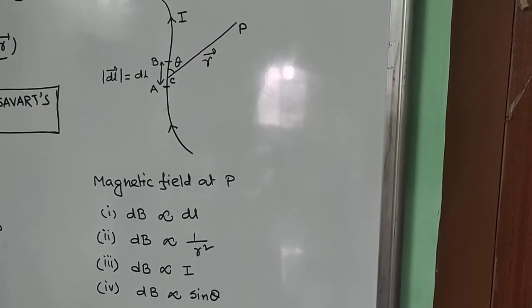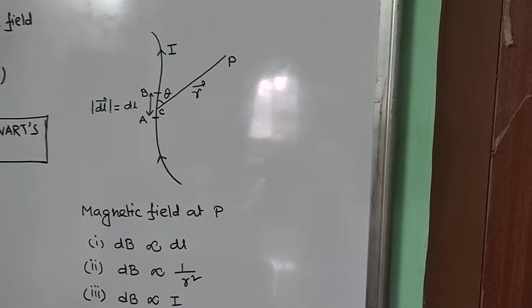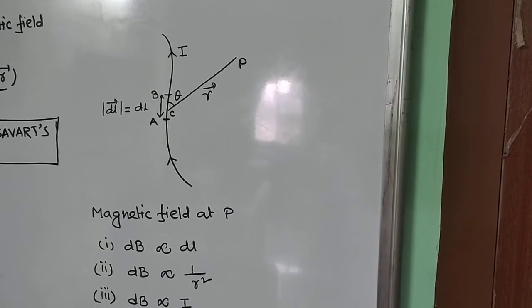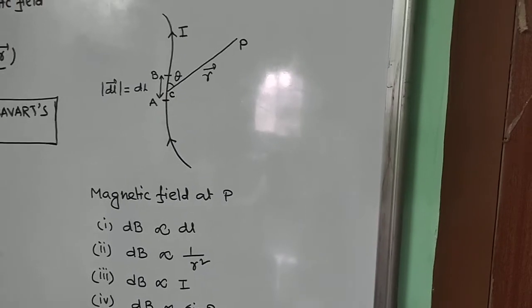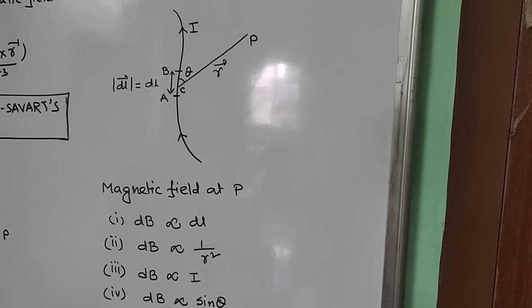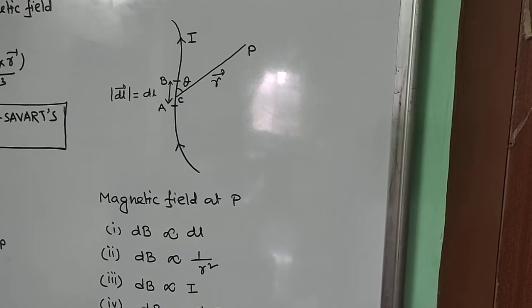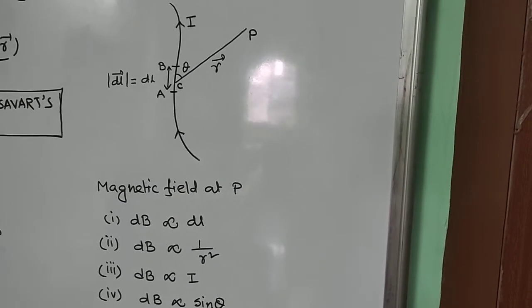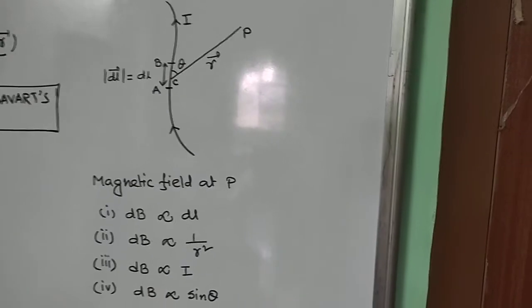Now the next factor, dB is proportional to sine theta. So theta is the angle made by the position vector with the element AB. So if theta is high, then the sine value is also high, and accordingly the magnetic field will be high. So these are the factors on which the magnetic field at P depends, and dB is the magnetic field at P due to the small section of the element. Once we get the expression for dB, to get the magnetic field at P due to the whole length of the wire, we will simply integrate.